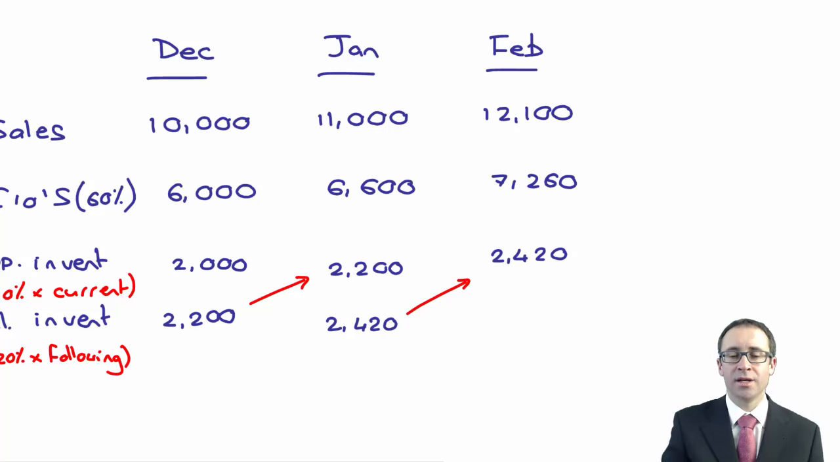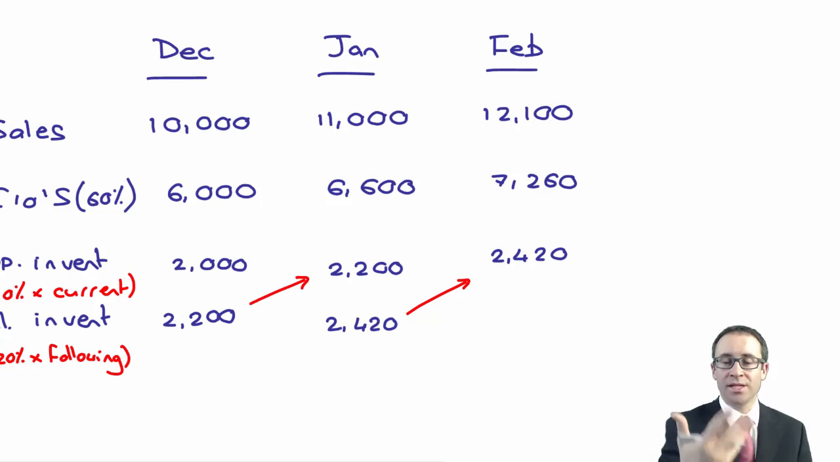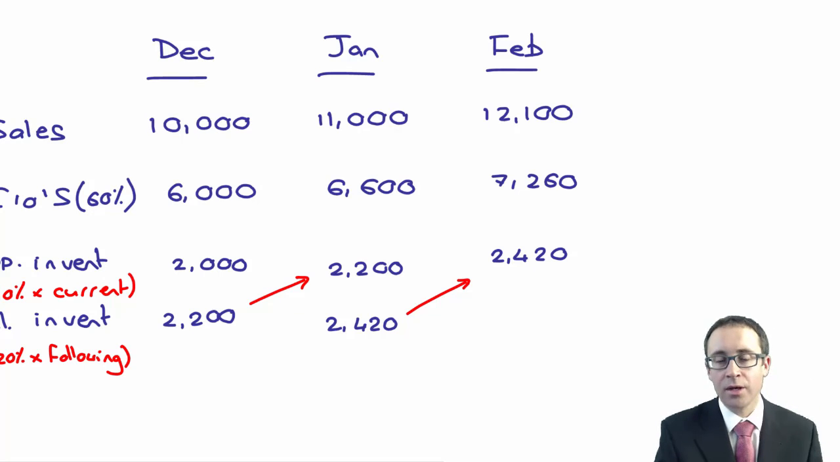Let's just repeat it just in case. If we want December's opening inventory, that will be the closing inventory from November. November's closing inventory is 20% of the following month's sales. The following month's sales will be December's. So November's closing inventory is 20% of the 10,000, which is 2,000, which must give us the opening inventory for December of 2,000, which is essentially 20% of this month's sales. Okay, makes sense? Yeah, excellent.